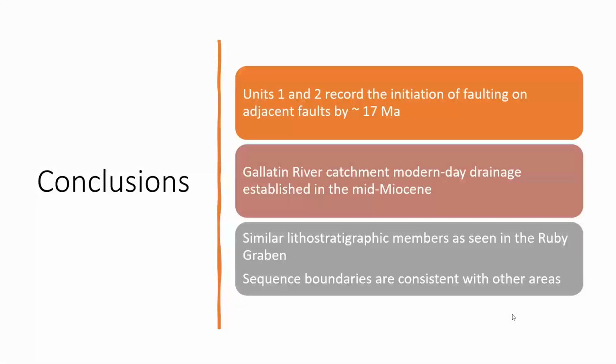And so I guess my conclusions are that I think units 1 and 2 are recording motion on those faults. You're starting to get fault motion by at least 17 Ma or probably before. And I think the Gallatin River catchment or something similar to it was already kind of established by mid-Miocene times, by the time, at least, the Sixmile Creek Formation is being deposited.